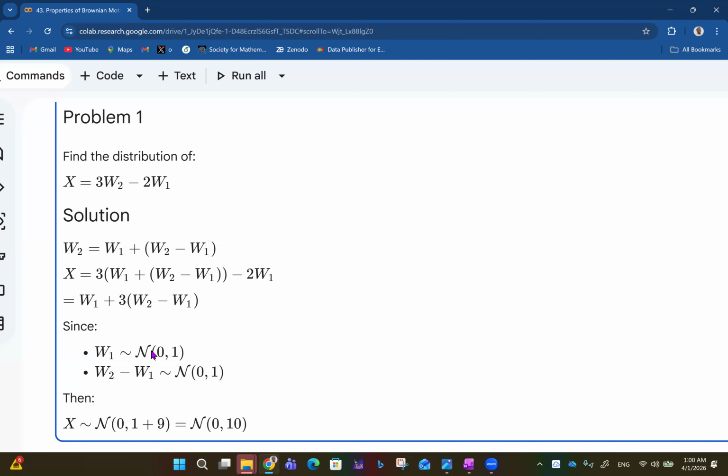Since W1 is normally distributed with mean 0 and variance 1, and W2 minus W1 is normally distributed with mean 0 and variance 1, that is 2 minus 1. So all together, we can say that X is normally distributed with mean 0 and variance 1 plus 9, so we have 0, comma 10. So X is normally distributed with mean 0 and variance 10.